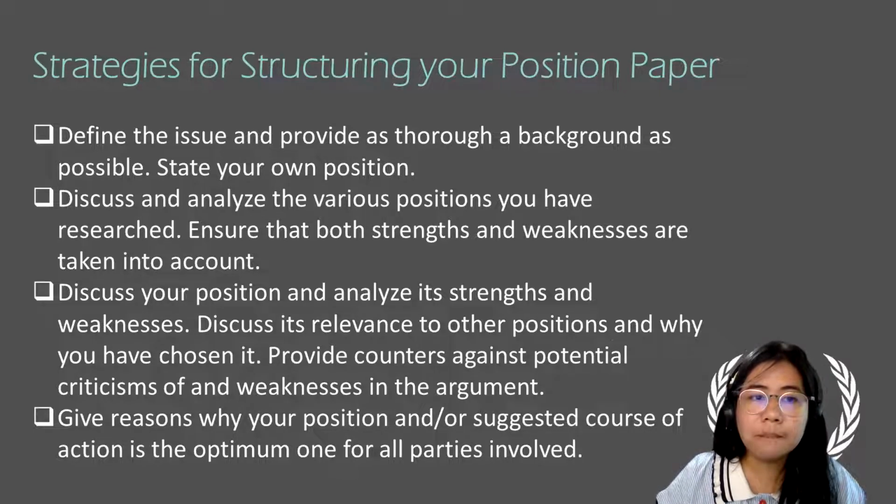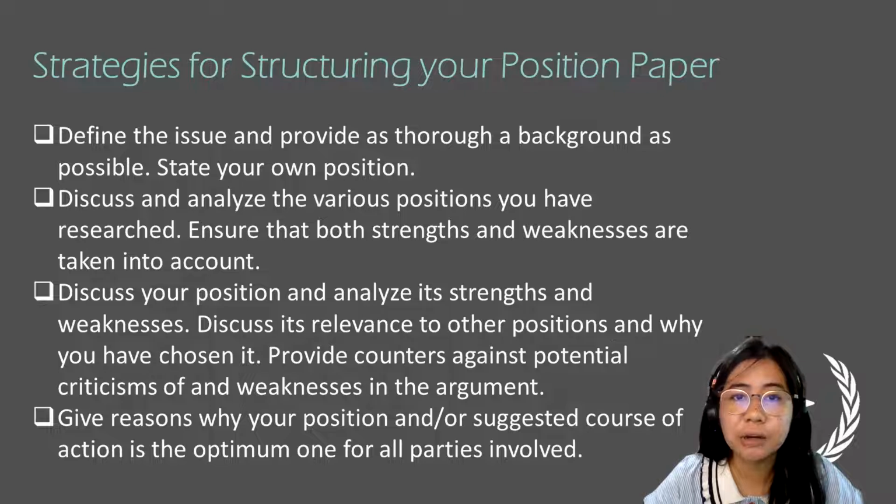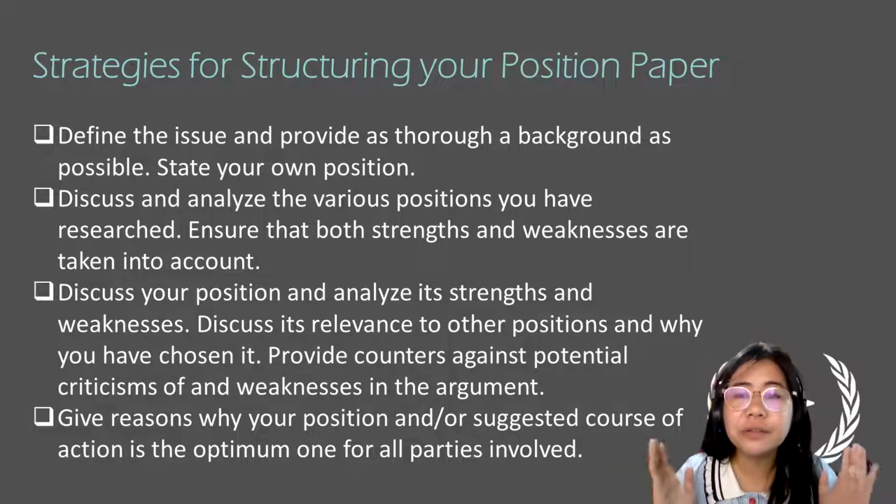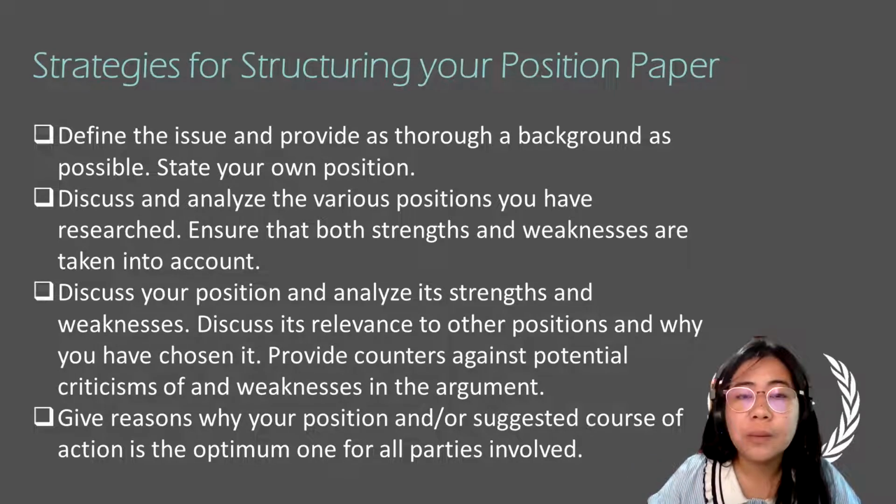Next, strategies for structuring your position paper. What are the things that you can follow or do in order to have a very good position paper? Number one, you have to define the issue and provide as thorough a background as possible. Then state your own position. We have to provide a thorough background about the controversial issue. That's what I was trying to say earlier.